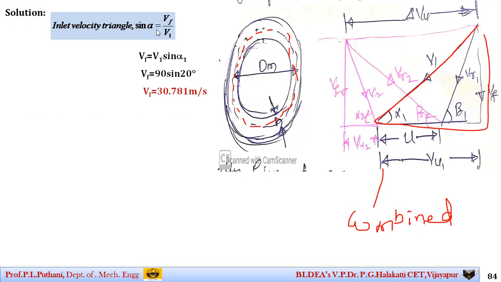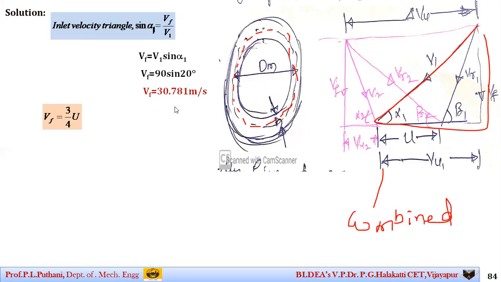Please make a correction here, students. This should be sine alpha 1. I forgot, this should be sine alpha 1. So therefore, Vf is equal to V1 sine alpha 1. So we have the value of V1 and sine alpha 1, with alpha 1 being 20 degrees. On substitution, we get 30.781 meters per second.